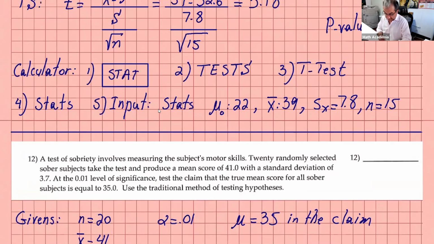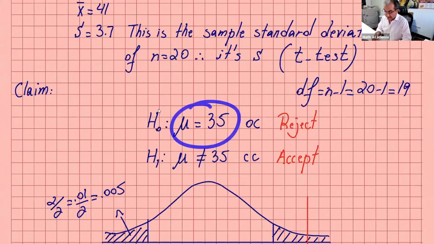We have to test that the mean equals 35. So you write that mean equals 35. That's an equal sign, so that's H0, and H1, the mean is not equal to 35. So here, the original claim, we wrote that first, so that's OC, and the counterclaim is CC.